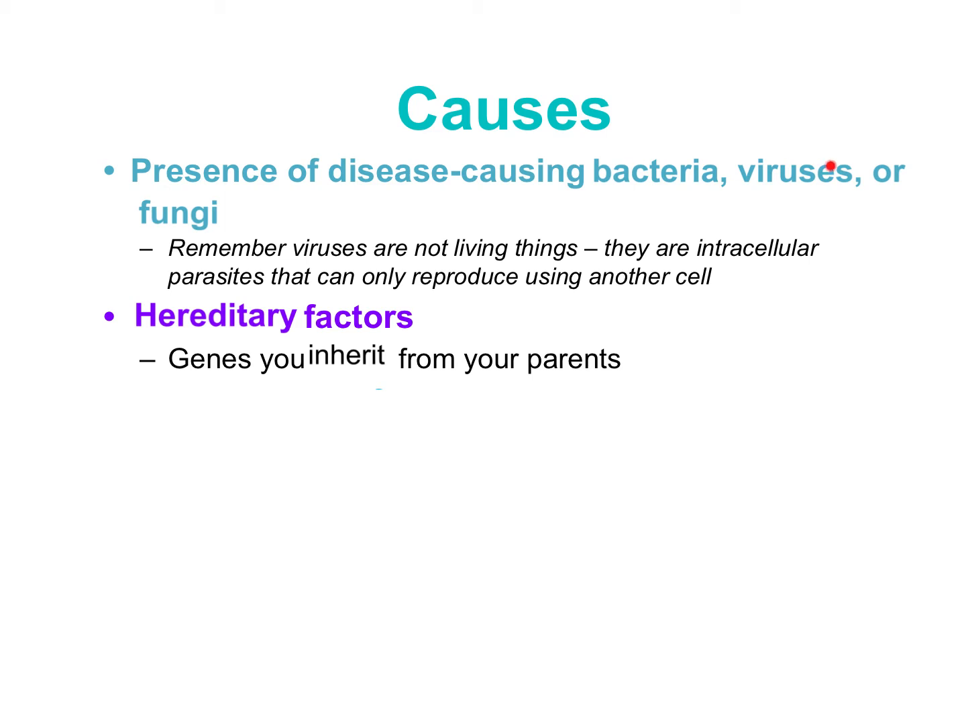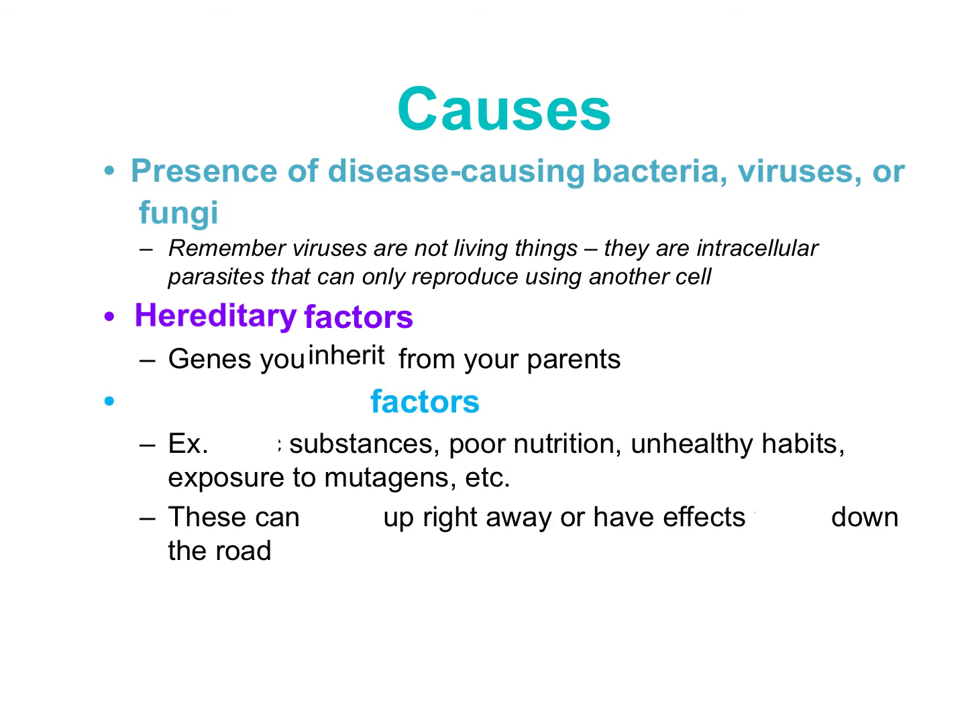any bacteria or viruses. Another thing that could go wrong to cause diseases is things that are controlled by environmental factors. And so this could be that you are consuming toxic substances, you have poor nutrition, unhealthy eating habits, exposure to mutagens, or many others. And these are dangerous because they can show up right away and have effects on you now, or they can have effects on you years down the road.